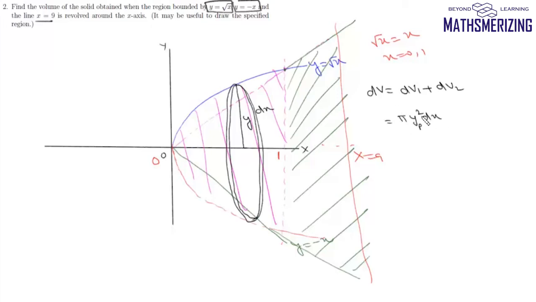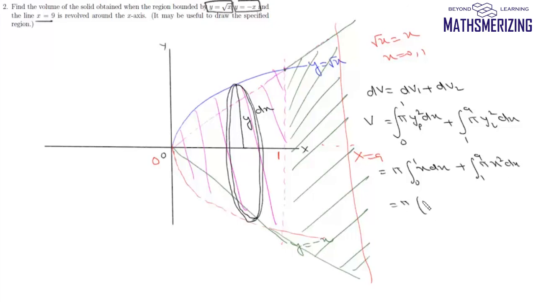So this is pi y_p square dx from 0 to 1, plus now from 1 to 9 it will be this y of the line. So it will be pi y_line square into dx. So now we'll simplify it. This is from 0 to 1. Now what is y parabola? Under root x square is simply x. So it will be pi x dx plus, from 1 to 9, pi x square dx.